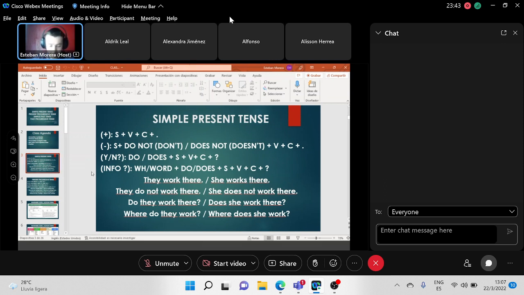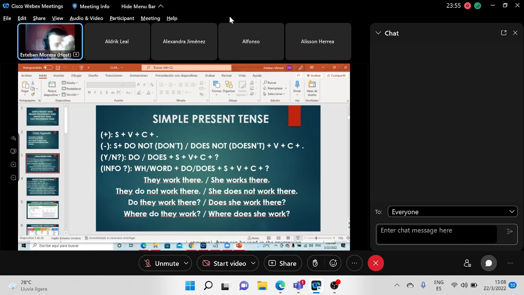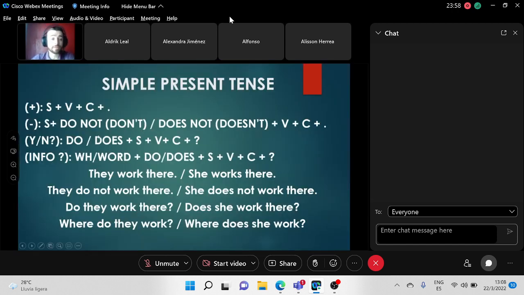Okay, guys, simple present tense, very quickly. How can we create positive sentences, negative sentences, and questions using simple present tense? Remember, simple present is for actions that happen at the present, but those actions are not necessarily happening right now.